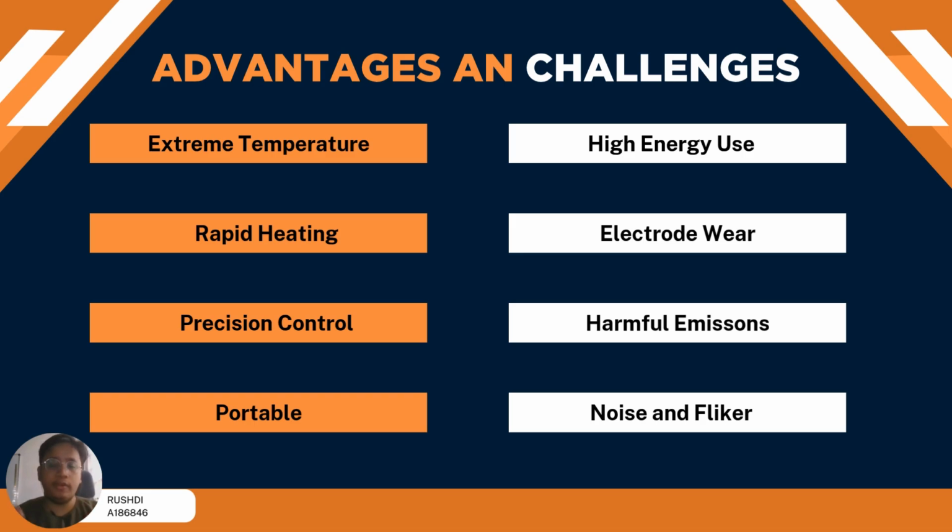Now, let's take a look at some of the key advantages and challenges of arc heating, which is a type of power frequency heating. So, starting with the advantages, arc heating offers extremely high temperature, which is crucial for applications like metal melting in an electric arc furnace. Another benefit is rapid heating. The arc can deliver a tremendous amount of heat almost instantly, which significantly reduces the processing time.